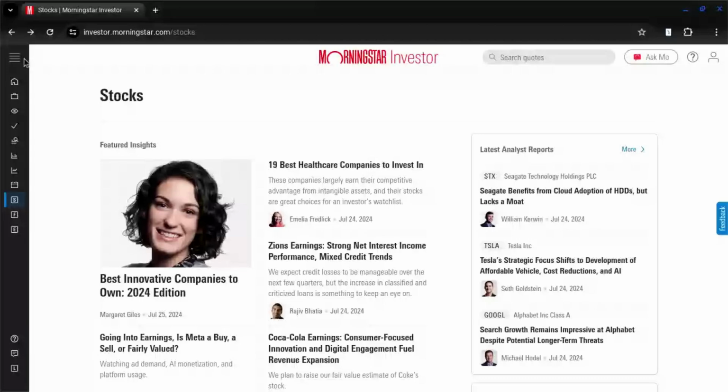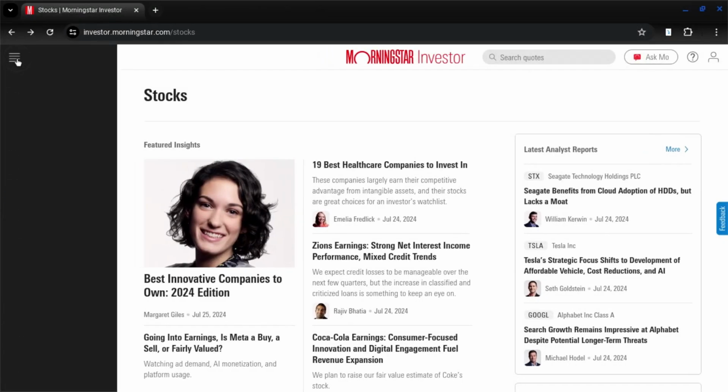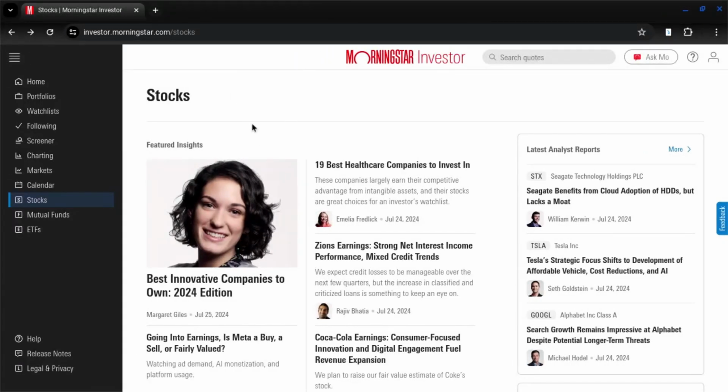Hi, today we're going to talk about Morningstar Investor, a stock research platform that I have been using for many years. So this is the Morningstar Investor platform, and on the left hand side you can see these tools that are available on this platform.